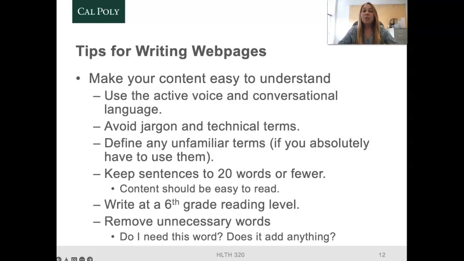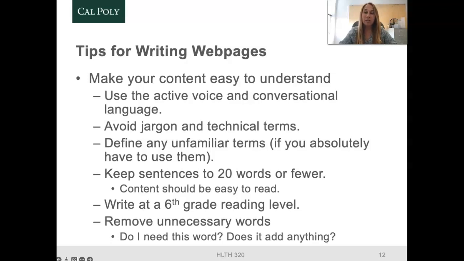Sometimes you have to include terms that might be unfamiliar to people. If you absolutely have to, you should make sure that you define them, and you define them in a way that your audience can actually understand what those terms mean. So you have to provide definitions for terms that might be unfamiliar to your target audience. You also want to keep sentences to 20 words or fewer. Your content should be easy to read and it should be really brief and very concise. So keeping those sentences to 20 words or fewer is going to make it easier for your consumer who's actually reading that information.